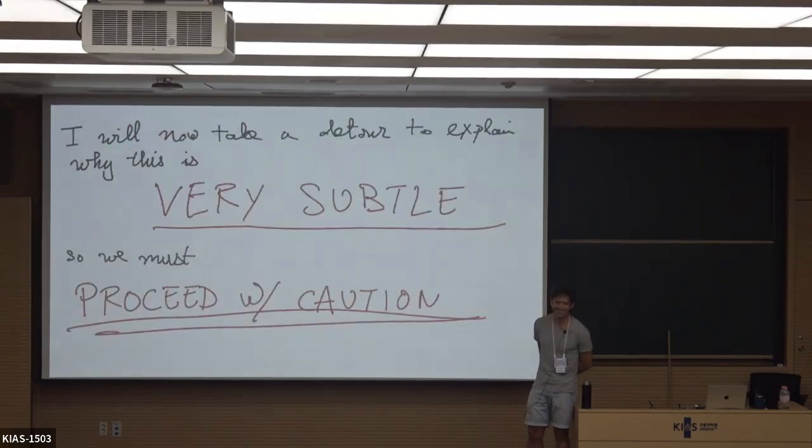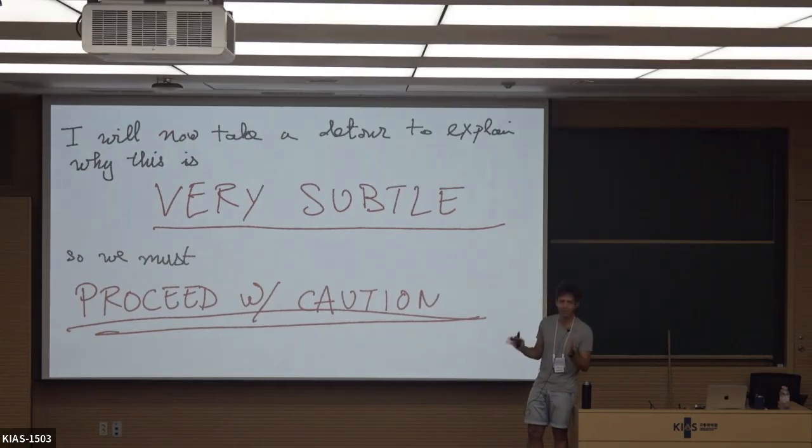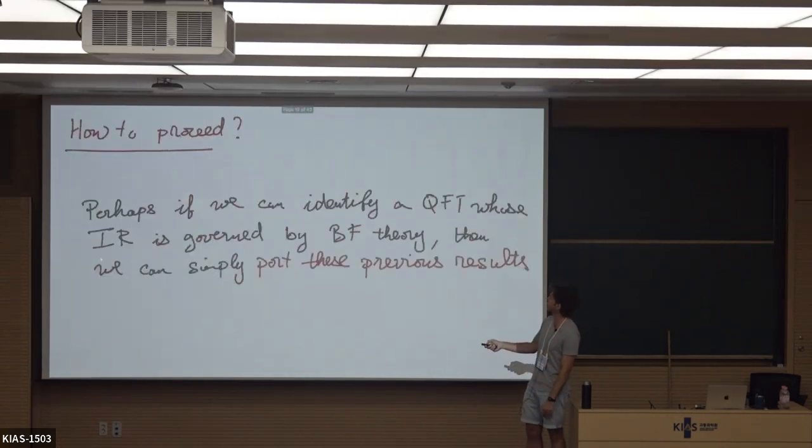But I want to mention that this is very subtle, and we have to proceed with caution whenever we're dealing with de Sitter. That's because basic notions that we take for granted, quantum field theory in flat space, don't port to de Sitter. I'm going to review that now before we go on to the next example. Why is this subtle? Why can't we just take some theory whose IR is governed by BF theory and then simply port the previous results?